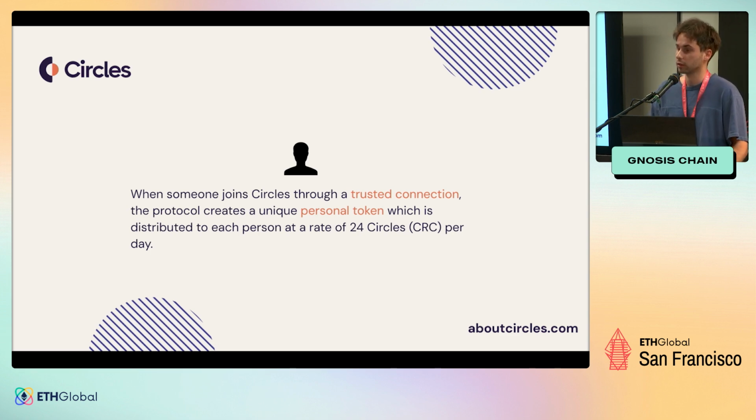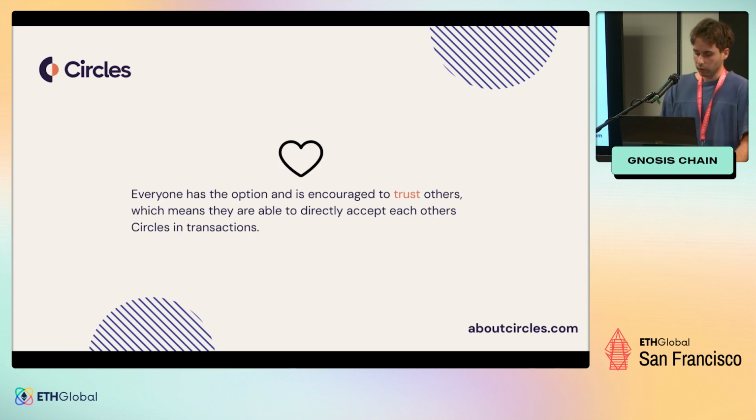When your personal avatar is set up, you will mint 24 Circles tokens per day, so 1 token per hour, and you need to trust someone in order to be able to exchange this token with them. Everyone is encouraged to trust as many people as they can, because this way you can benefit the protocol and exchange tokens with as many users as you can.